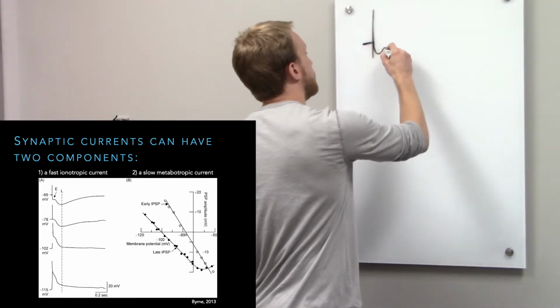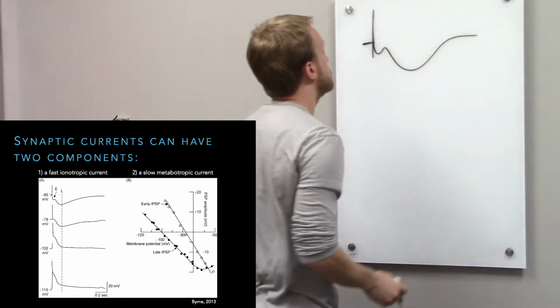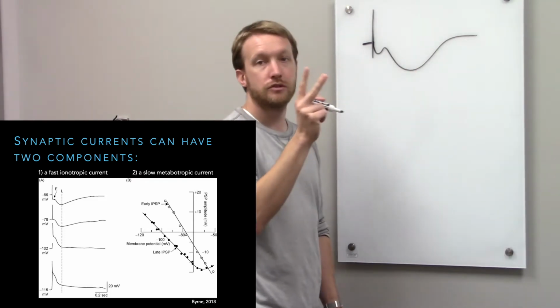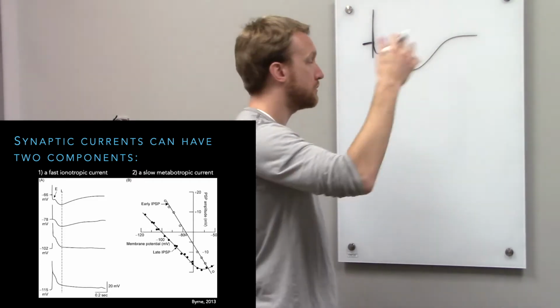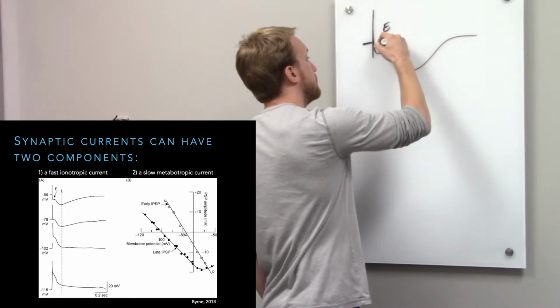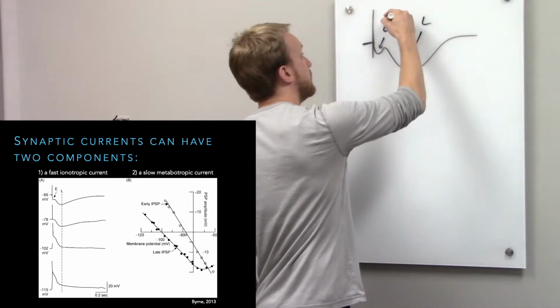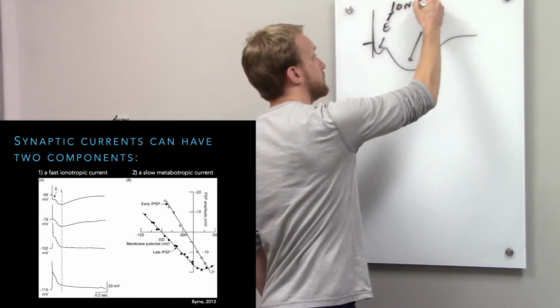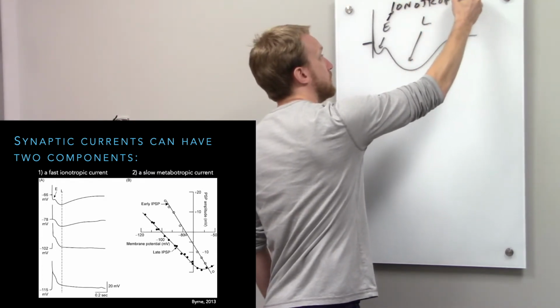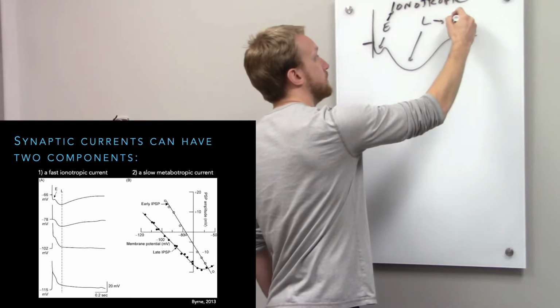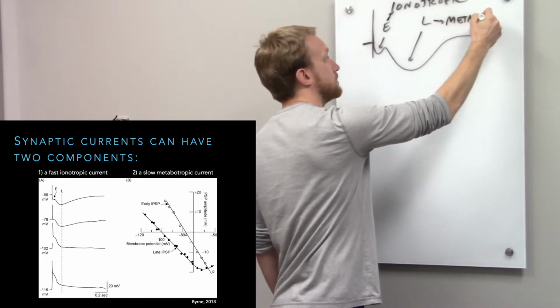Then there's a distinct 2-phase response. Both of them are inward currents. We got our early and our late components. Early is going to be driven by ionotropic receptors, while the late component is going to be through metabotropic receptors.